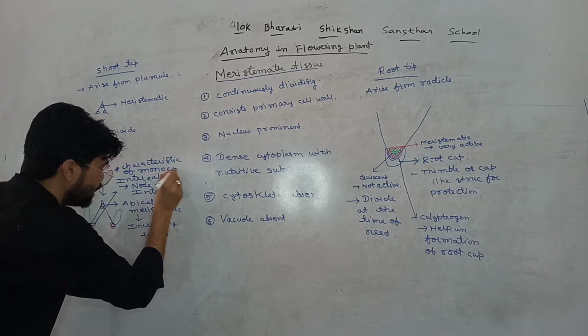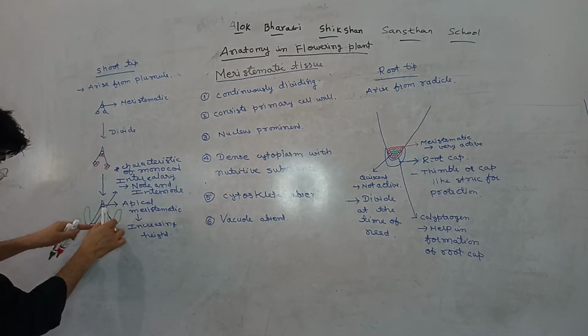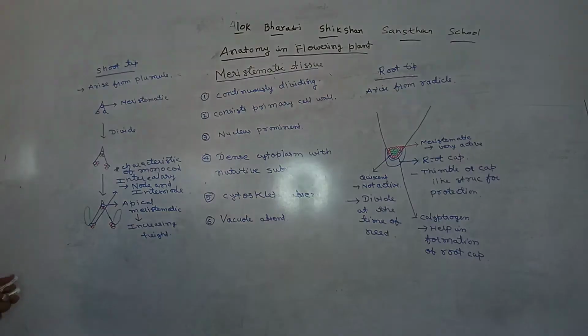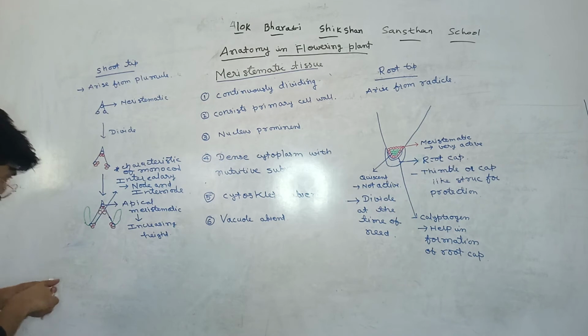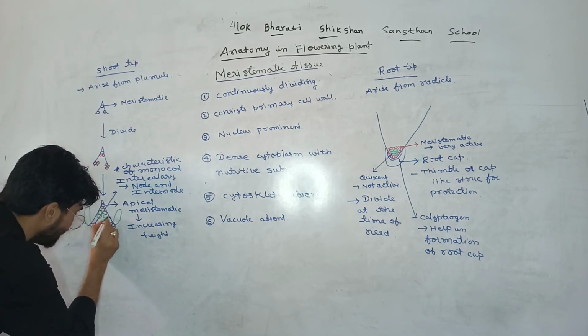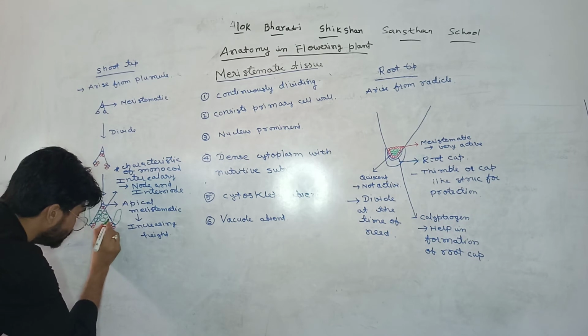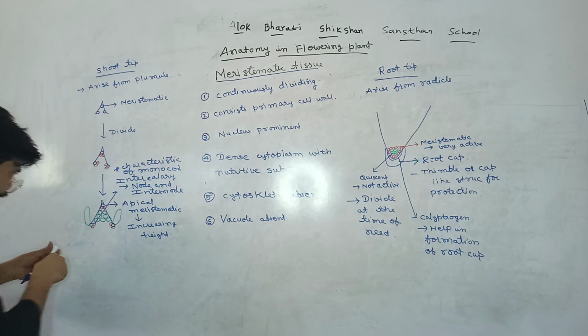Now my dear student, here you can see that between these two meristematic tissues, there are many permanent tissues. Here many permanent tissues are present, which I show with the help of the green color chalk. Okay, so these all are the permanent tissue.